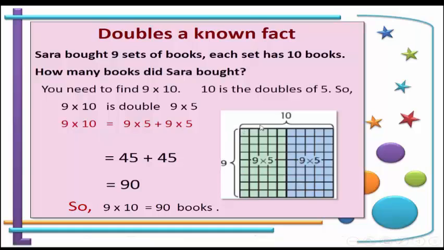9 times 10 equals 9 times 5 plus 9 times 5, equals 45 plus 45, equals 90. So 9 times 10 equals 90 books.